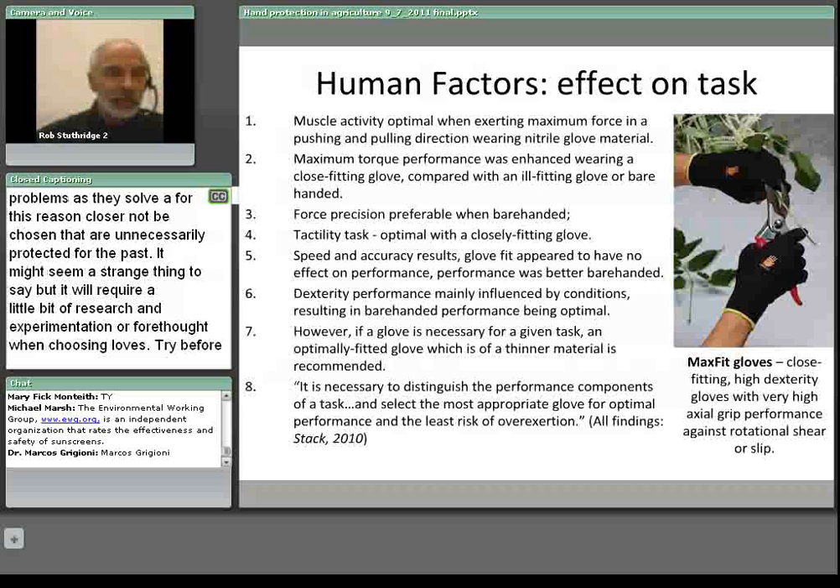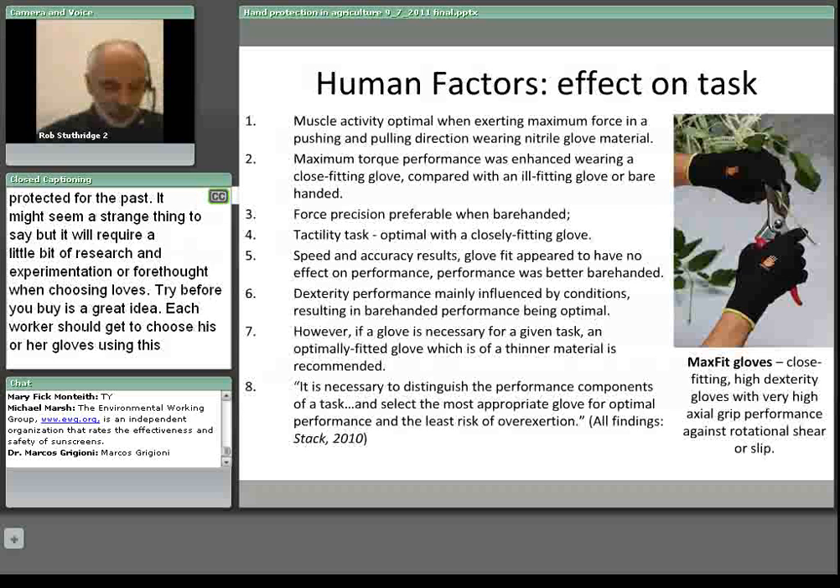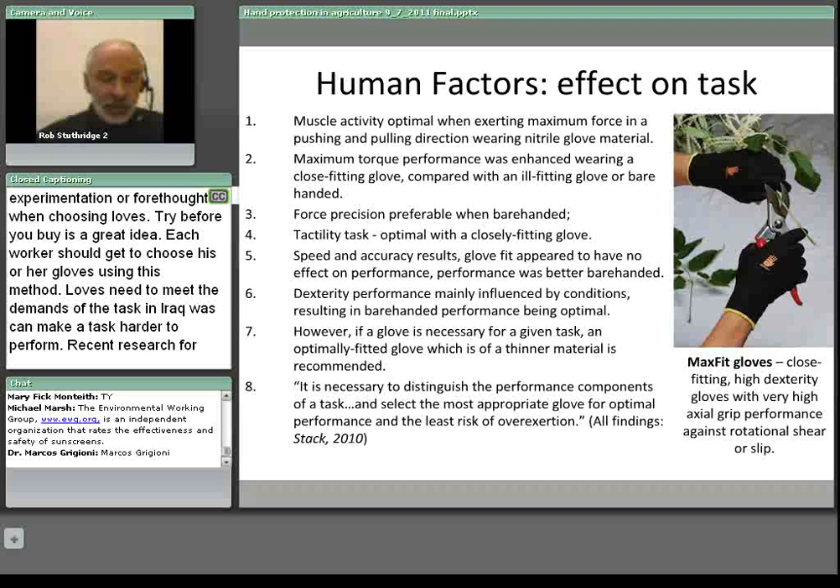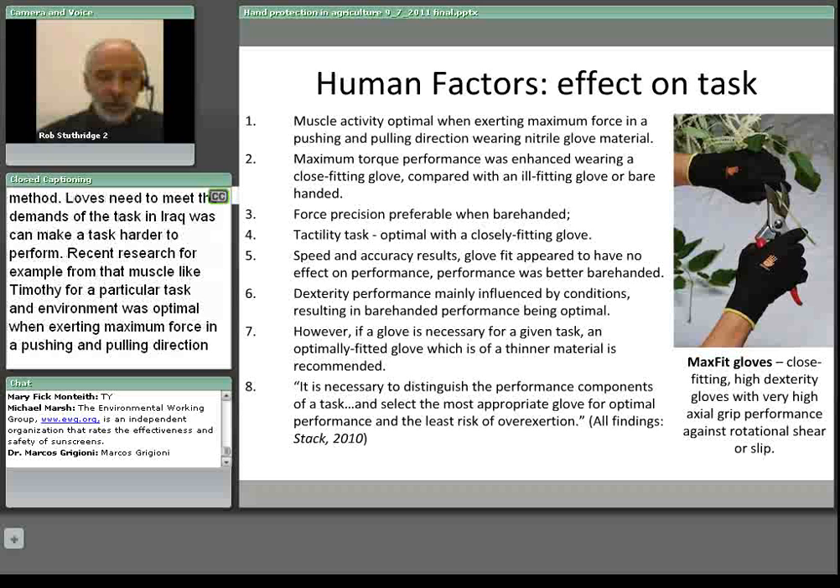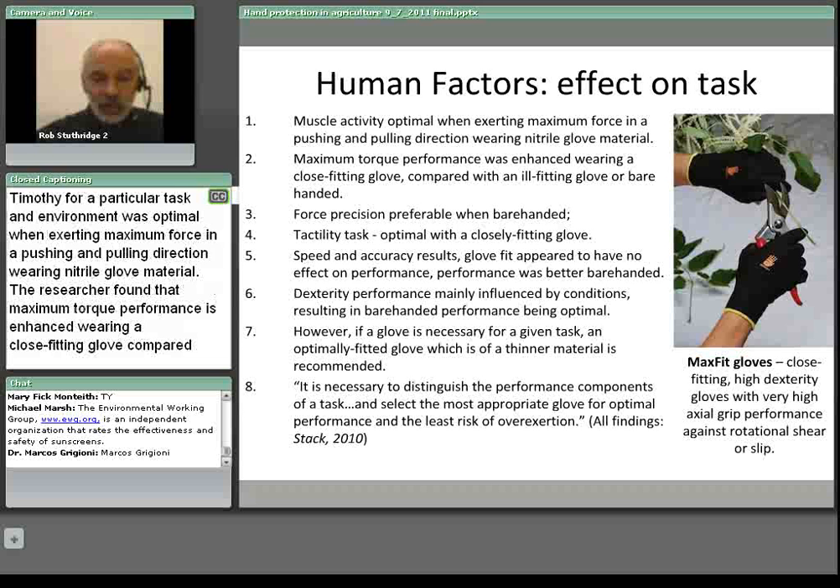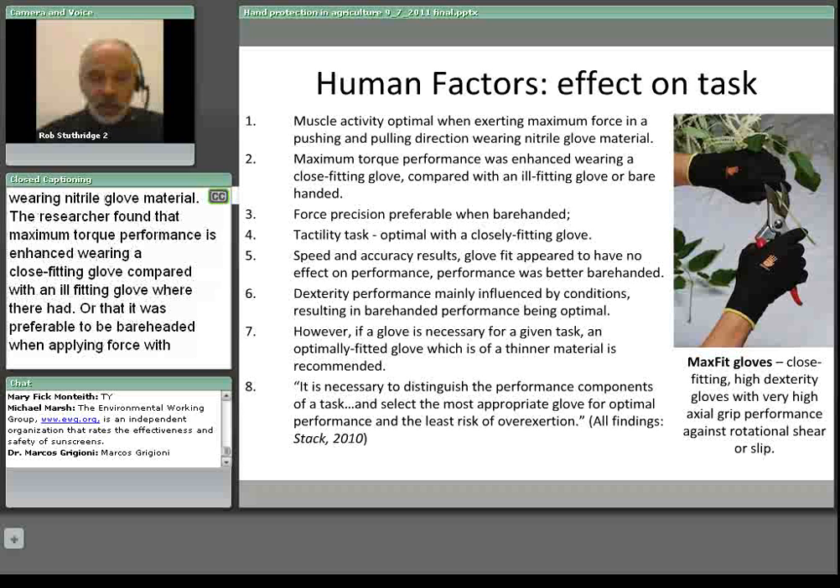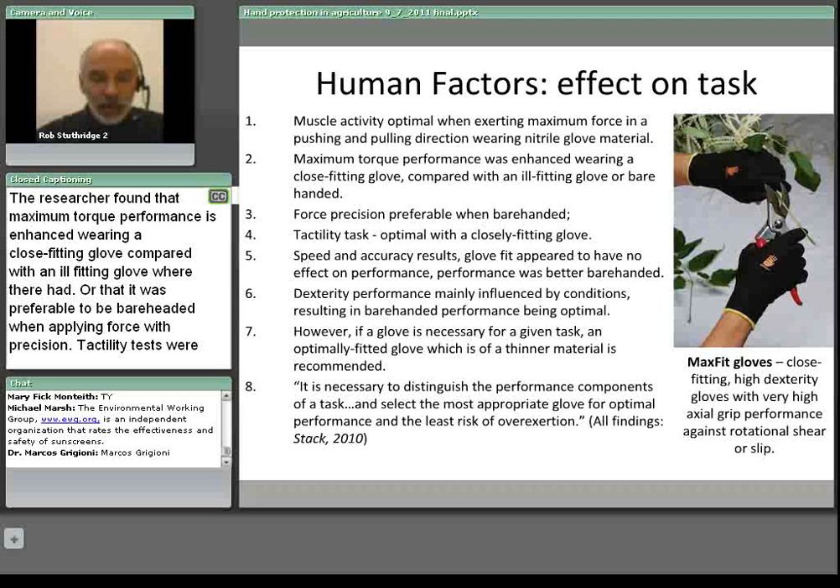Gloves also need to match the demands of the task, and the wrong gloves can make a task harder to perform. Recent research, for example, found that muscle activity for a particular task and environment was optimal when exerting maximum force in a pushing and pulling direction wearing nitrile glove material. The researcher found that maximum torque performance was enhanced wearing a close-fitting glove compared with an ill-fitting glove or bare hands, but that it was preferable to be bare-handed when applying force with precision. Tactility tasks were optimal with a closely fitting glove, while for speed and accuracy results, glove fit appeared to have no effect on performance, and performance was better bare-handed.